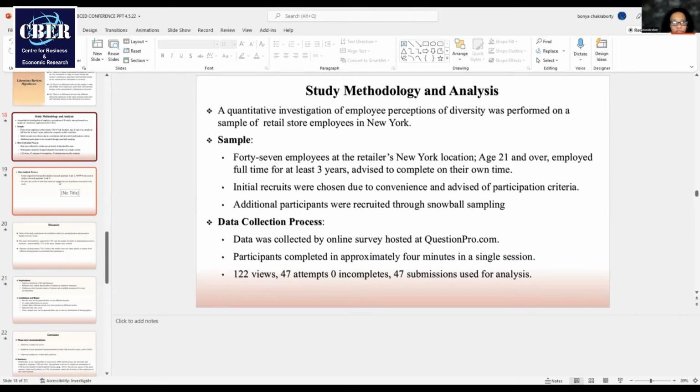The initial recruits were chosen due to convenience and the participation criteria. Additional participants were recruited through snowball sampling. Data was collected by online survey hosted at QuestionPro, and the survey was completed in approximately 4 minutes in a single session. There were 122 views, 47 attempts, and out of those 47 became our sample.